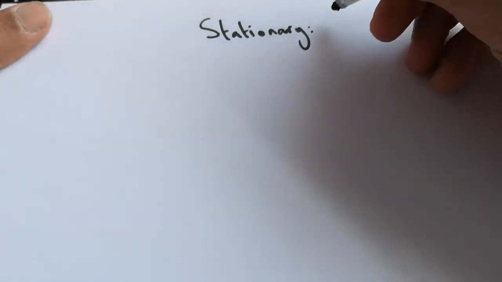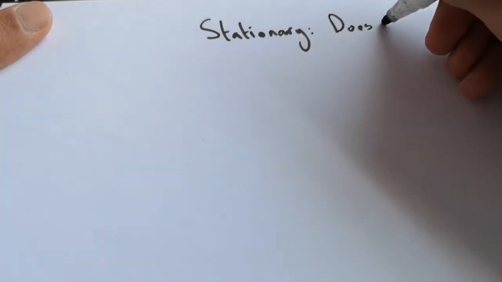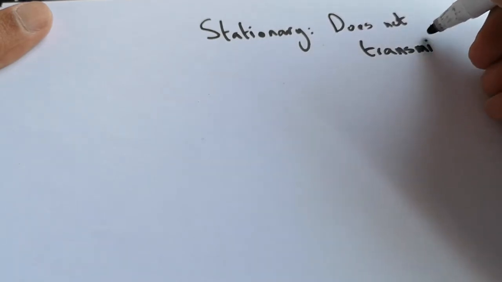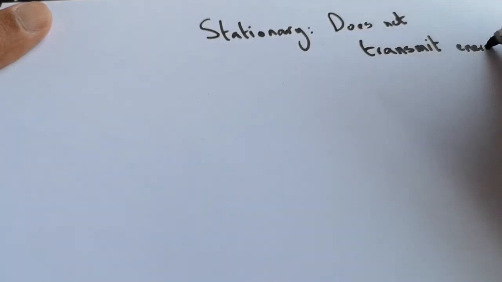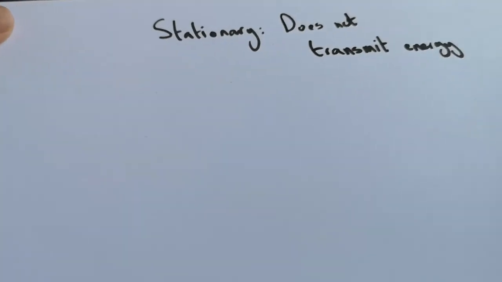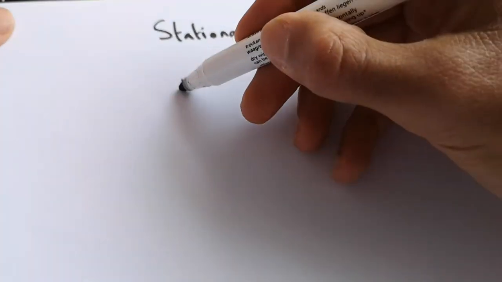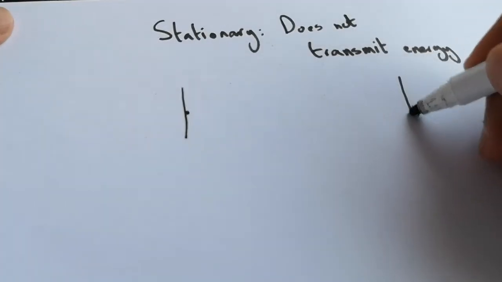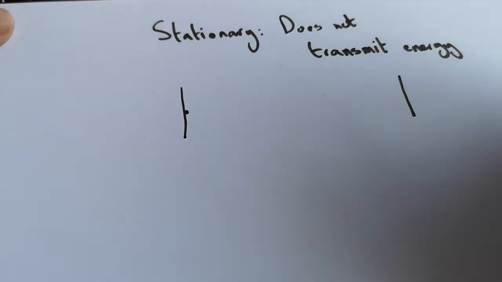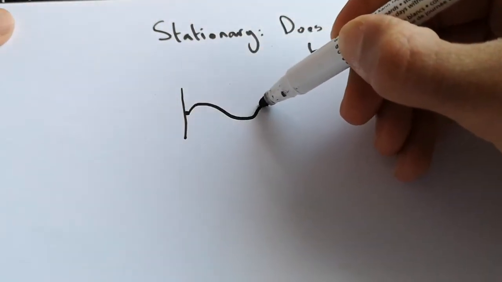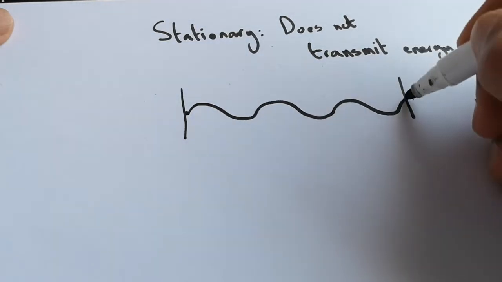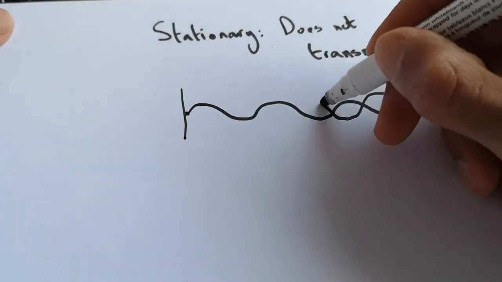Now, a stationary wave by its very definition does not transmit energy. Okay? So if you think about some kind of boundary, a reflective boundary, if we've got our source of oscillations over here, and over here we've got some kind of boundary that's going to reflect those oscillations, the wave will progress along, collide with the boundary, and then be reflected back.